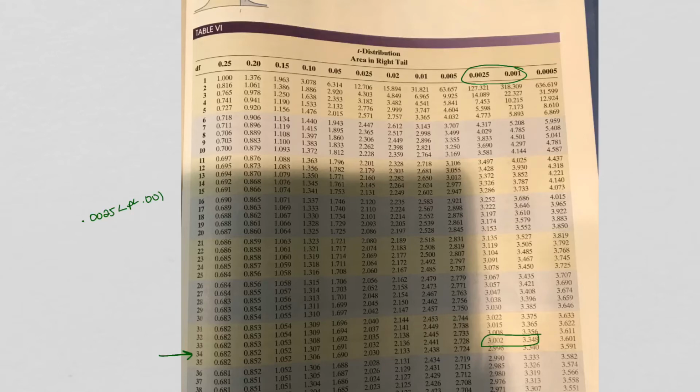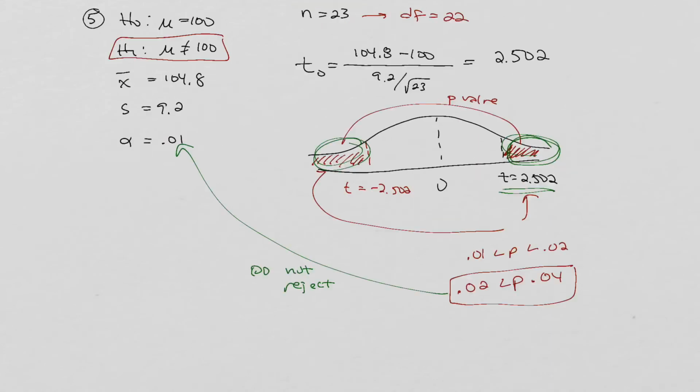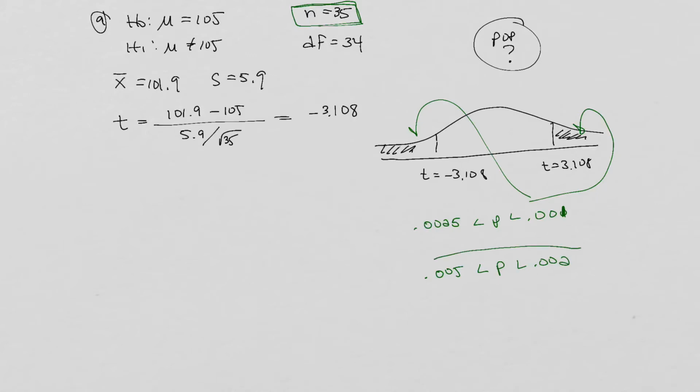All right, so now let's take this p-value and go back to our problem, assuming I picked the right one here. So 0.0025, did I pick that right? Yeah. Is less than p is less than 0.001. But again, that's just the p-value for this part. So if I add it to this one right here by multiplying it by 2, I get 0.005 is less than p is less than 0.002. So I know my p-value is somewhere in this region.